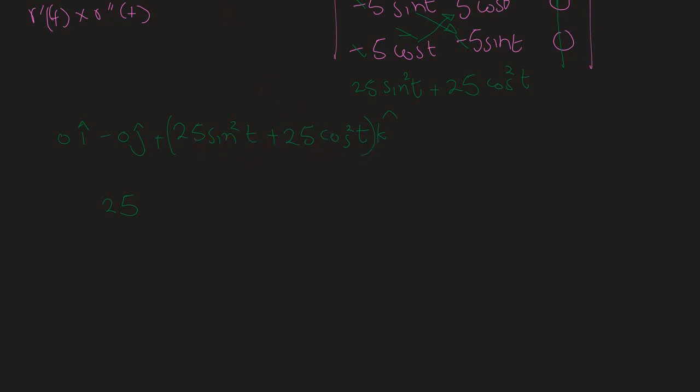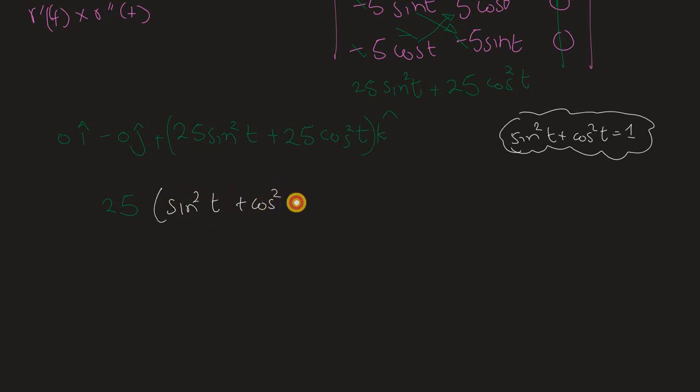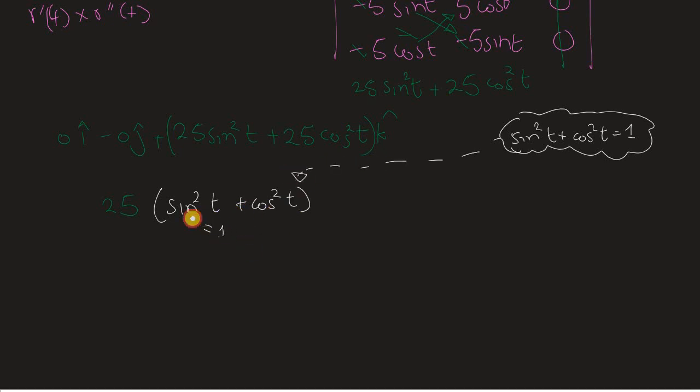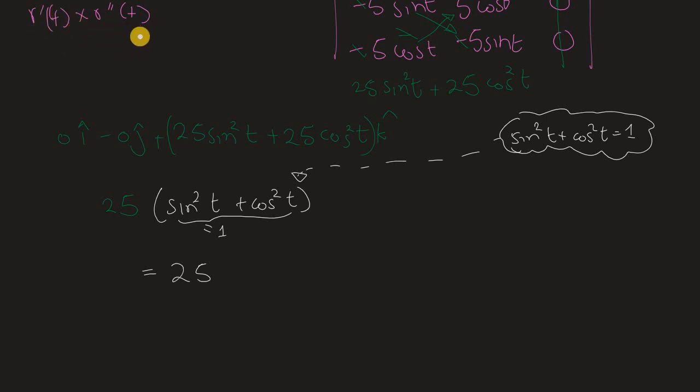To simplify this, you just need a trig identity: sine squared of t plus cosine squared of t equals 1. We're going to use this trig identity to simplify further. Factoring out the 25, we are left with sine squared of t plus cosine squared of t. Now we can replace this with 1, so this is simply 25. The cross product of r prime of t times r prime prime of t gives us 25 only.